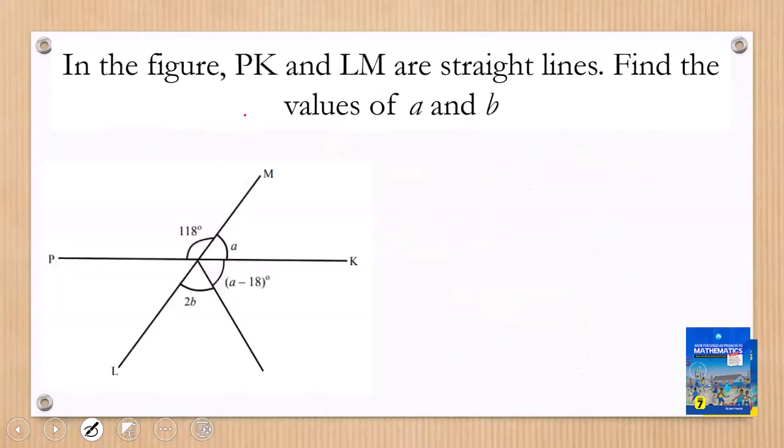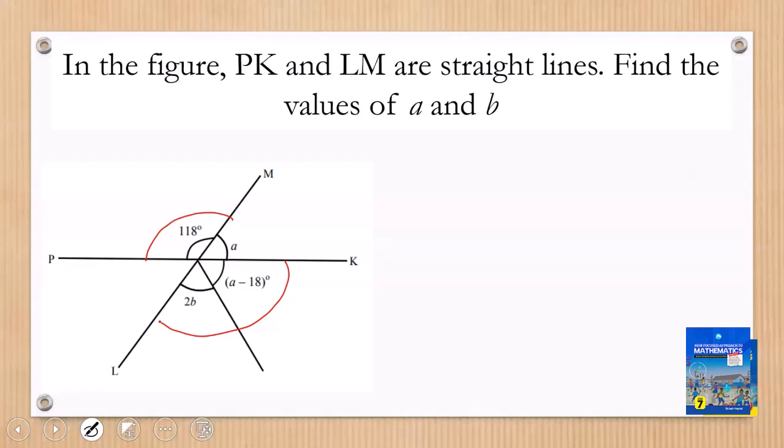Now let's look at the last question here. In the figure, we want to find the value of A and B, knowing that PK and LM are straight lines. Okay, so how do we get this? Now we can use angles on a straight line. We can use vertically opposite angles to solve this. If you observe this critically, you realize that this whole angle 118 is vertically opposite to this whole angle here. Can you see that? Beautiful. You can see that. Good. So we can do that.